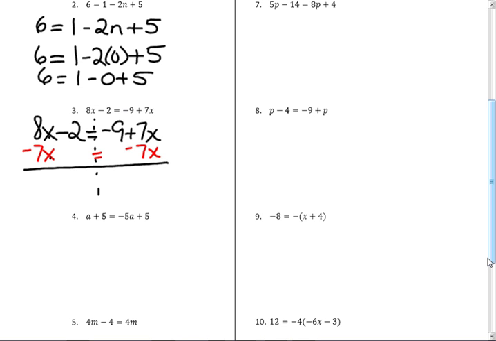What's 8x minus 7x? 1x. Do I need to write the 1? No. But can I write the 1? Yeah. Minus 2 is equal to negative 9. Don't forget those negative signs. I know I don't like them either, but you can't just throw them away. And now, what do I want to get? I want to get 1x all by itself, so what will I do to both sides? Add 2.